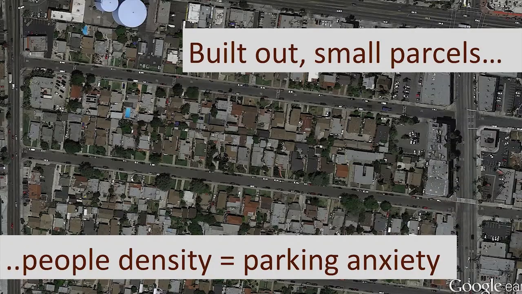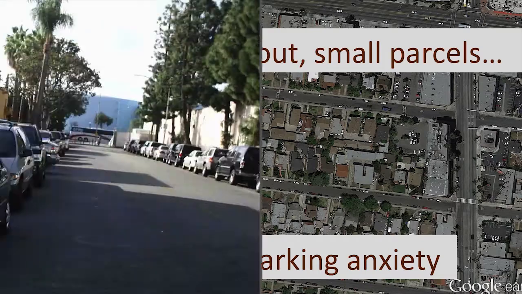The third example is Huntington Park, California. This is a built-up area that was built at low to moderate density, but it has a very high density of people per unit. The result is lots of complaints about parking. So this built-out urban form with small parcels has people density, and that produces parking anxiety.